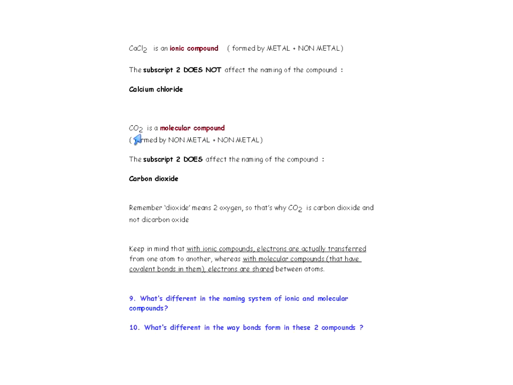Okay, now keep in mind something else. When you're talking about the differences with ionic and molecular compounds and how they form, electrons are actually transferred from one atom to another to form an ionic compound, but with molecular compounds, electrons are just shared between atoms, and those are called covalent bonds with molecular compounds instead of ionic bonds. Okay, so question 9, what's different in the naming system of ionic and molecular compounds?